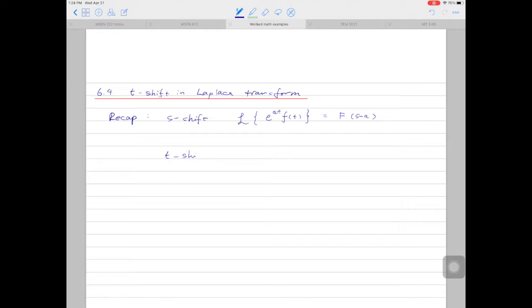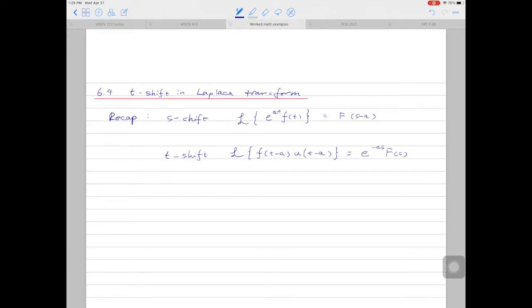For t-shift, where you do the shift in the t space, you have the Laplace transform of the function lowercase f(t minus a) multiplied by another function u(t minus a) that equals e to the power of minus as, then F(s). One thing I'd like to draw your attention to is that the t-shift does not only happen within the lowercase f(t), it also happens in the u(t).